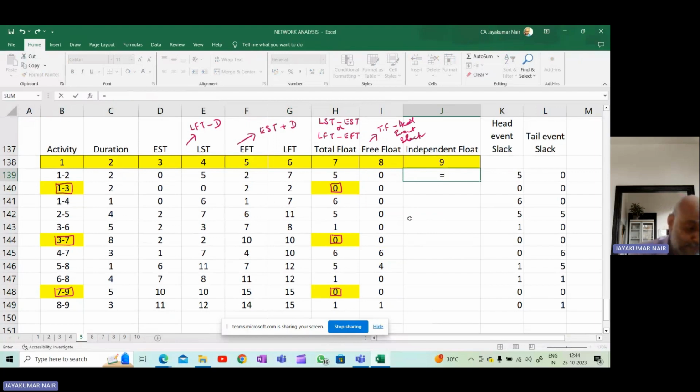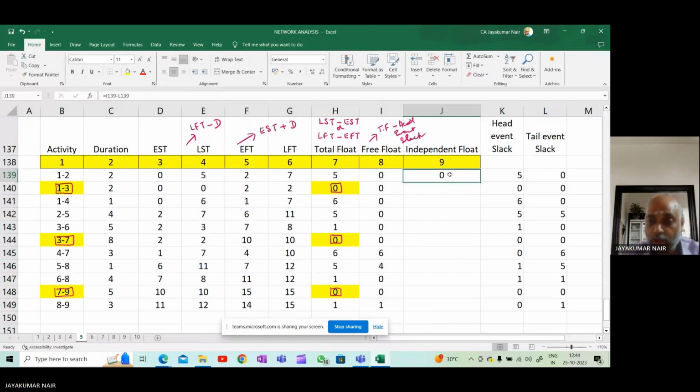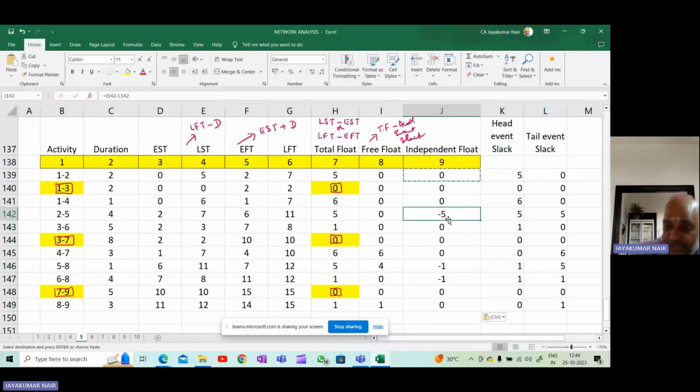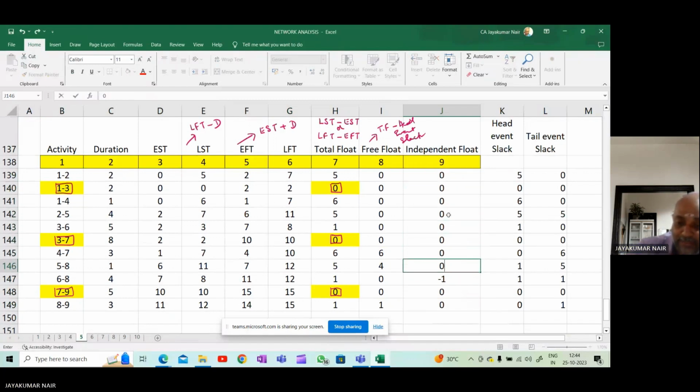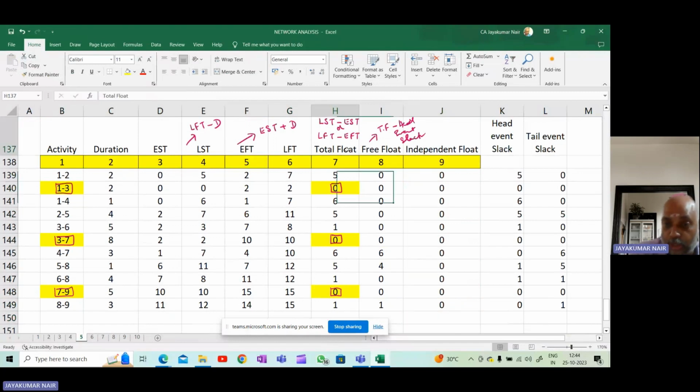Similarly, what is independent float? How do you find out the independent float? Independent float will be the free float minus the tail event slack. Tail event slack is 0. So you do this. So here you have 0 minus, here also minus, here also minus. So the minus will be restricted to 0. Wherever there's minus, you have to restrict it to 0. Okay, so this is how you compute the total float, free float, and independent float.